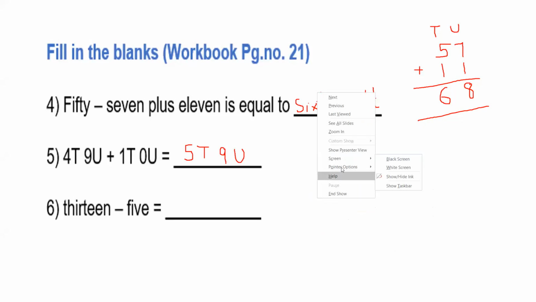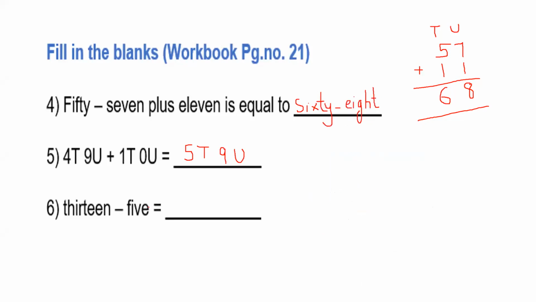Thirteen minus 5. 13 minus 5. How to write 13? 1, 3, 13. Minus 5. Here you will write in the units place. Some students write like this, 13 minus 5. This is wrong.